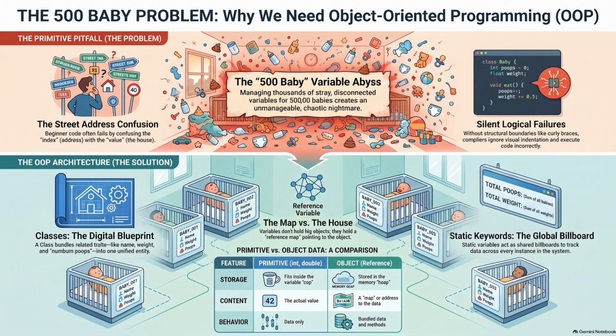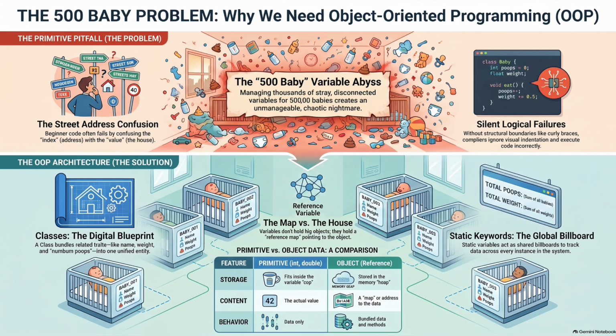Now scale that up. Imagine a nursery with 500 babies. Oh my gosh. And you've got nurses, feeding schedules, medical records. You'd have thousands of stray variables like weightDavid499 or nurse3Name. It's a chaotic nightmare. It's totally unmanageable, which is exactly why object-oriented programming, or OOP, was invented. It's not a style choice, it's a structural necessity. Exactly. OOP was designed to represent the real world. In reality, a baby isn't just a floating name and a disconnected weight. Those traits belong to a unified entity.